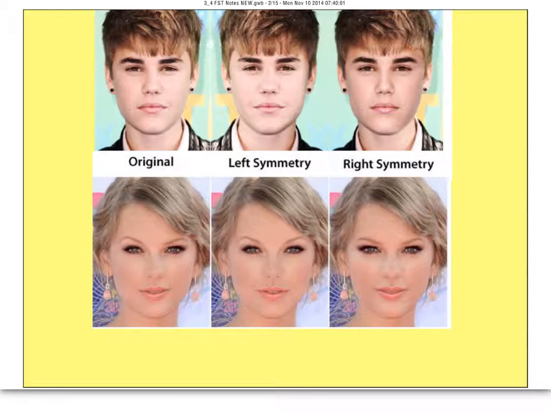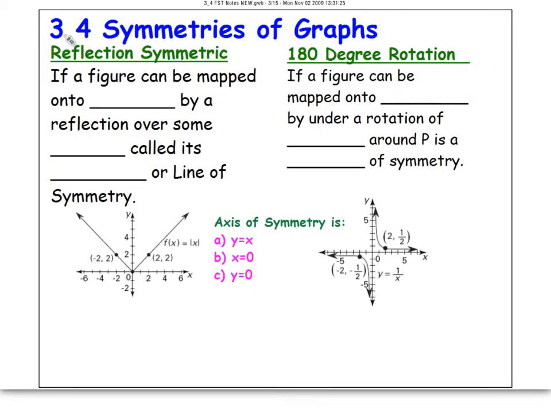This was also done with Taylor Swift, so cutting her face right down the middle. This is the left side of her face replicated and the right side of her face replicated. Again, both of these people look very similar to their original picture, therefore they say they are aesthetically pleasing to look at. Well, let's do Learning Objective A and talk about the symmetries of the graph.